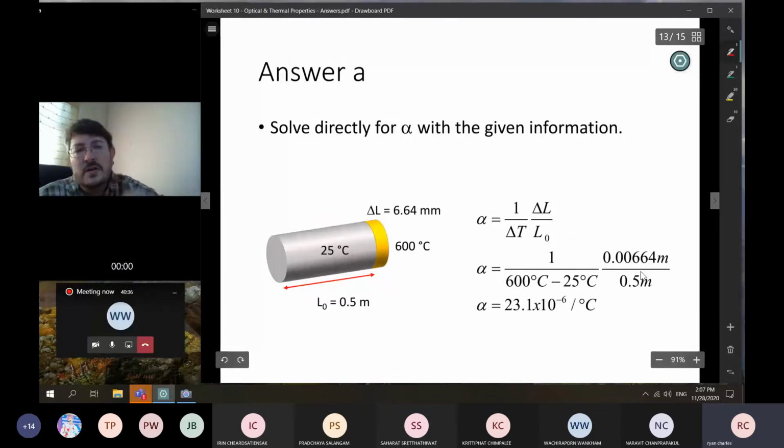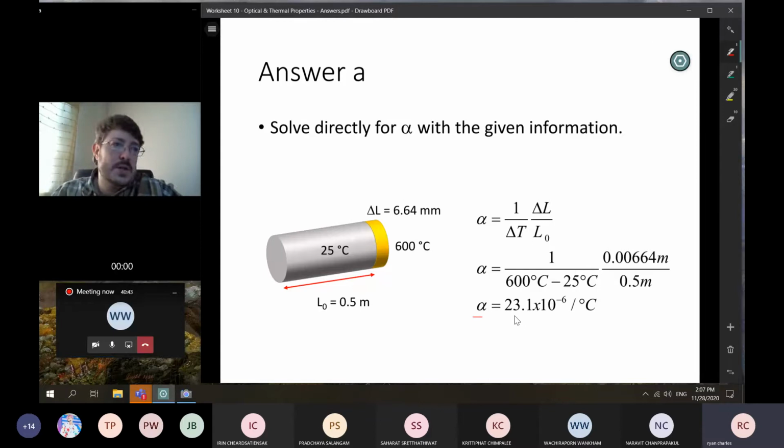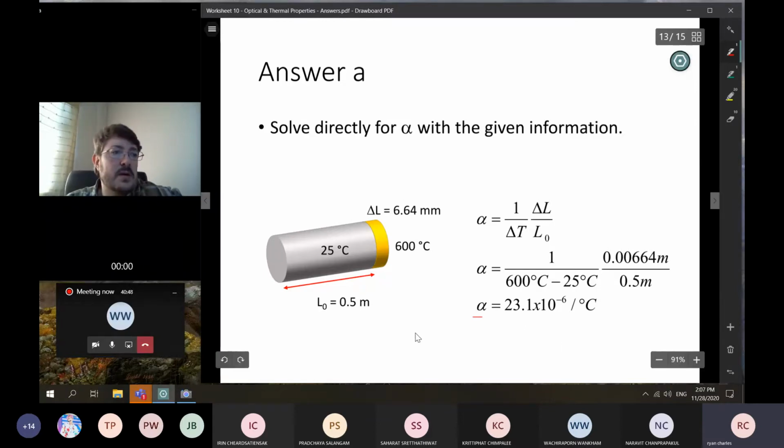Make sure the units are okay. And you get alpha was 23.1 times 10 to the minus 6th per degree C, which should be a fairly realistic value for aluminum, right? So you have some rod, it has some original length, half a meter, at 25 C. We heat it up to 600, and we get some expansion of 6.64 millimeters, right? You can put those numbers directly into the equation to calculate thermal expansion.